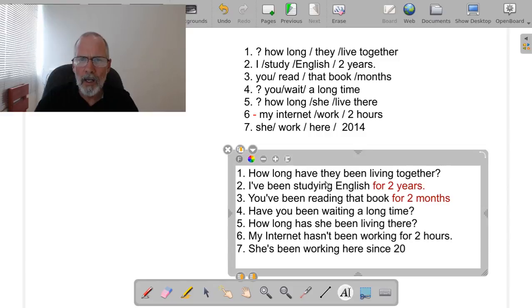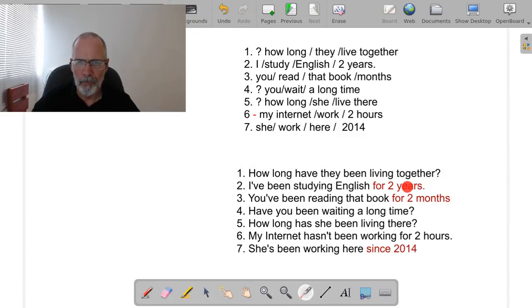Now remember this last bit. Since. Remember since with a point in time. Very good. We saw earlier that we use for 2 years, for 2 months, since 2014. For a length of time, a period of time, and since for a point in time.